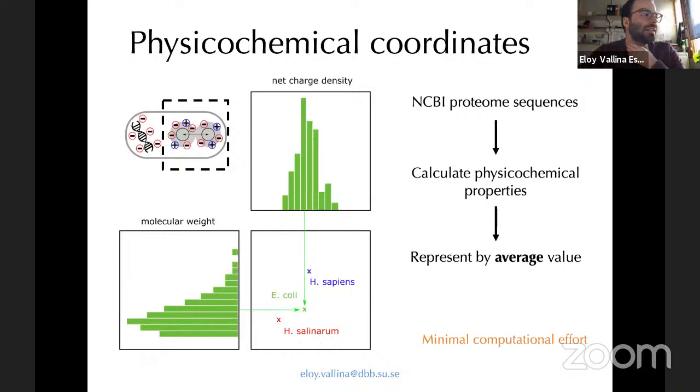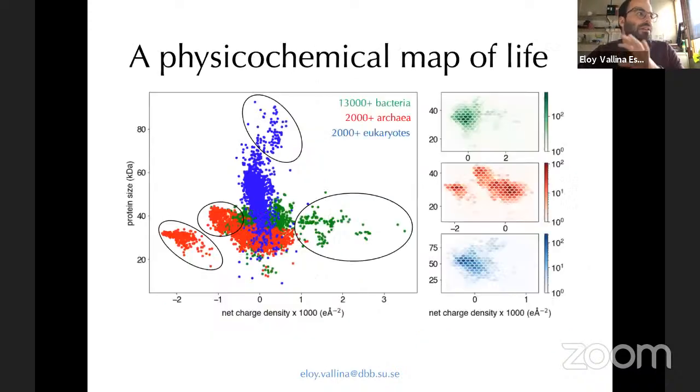And by extending this mapping of physicochemical coordinates to a two-dimensional space, we created this first physicochemical map of life, right? Here we're looking at more than 30,000 bacteria, more than 2,000 archaea, and more than 2,000 eukaryotes. And the panels here on the right are supposed to help you gauge the amount of observations in each of these squares. So there's truly a lot of information here.